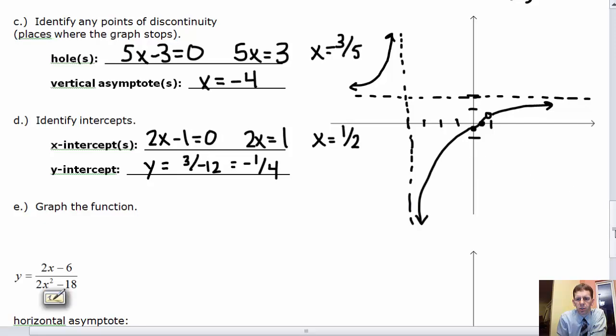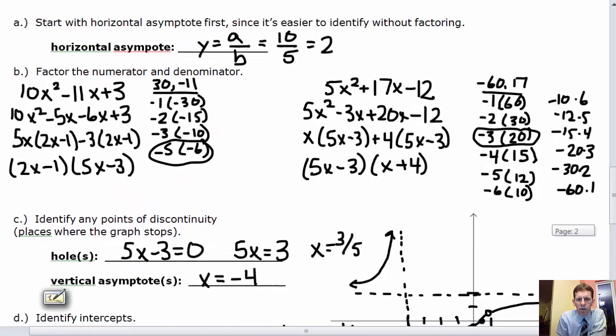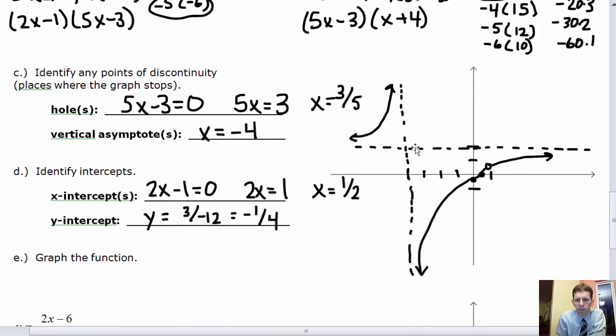So in our final picture, here's what we should have. We should have a horizontal asymptote at 2, which you can see right here. You should have a vertical asymptote at negative 4, which goes up and down here. The hole in the graph is at 3/5, which you can see here. The x-intercept is right before it at 1/2. The y-intercept is at negative 1/4. Our branches go along these asymptotes, and there's our final answer. And that's how you can graph rational functions that are factored, and that wraps up our discussion on how to graph rational functions.